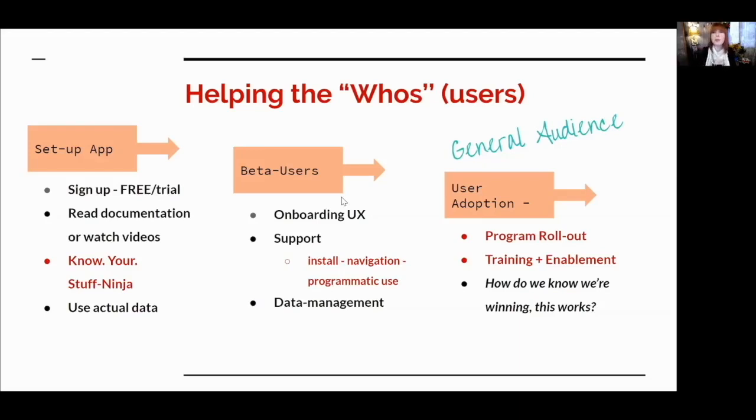And then the third step in user testing and support experience is user adoption. If we look at the first two, setup and beta, that's all behind-the-scenes stuff. This third piece is the general audience. That's like if you were to take the software or the program and release it to the world or to the general audience, and yours might be internal to your company. User adoption has two big points: program rollout, and training and enablement.